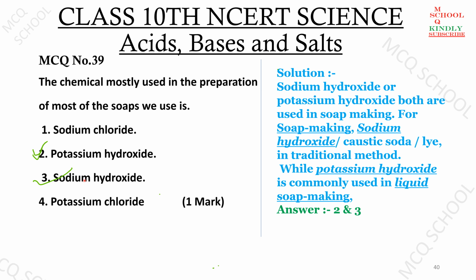For soap making, sodium hydroxide or potassium hydroxide, both are used. Sodium hydroxide, or caustic soda or lye, is the traditional method, while potassium hydroxide is commonly used for liquid soap making. Hence the answer is 2 and 3 both.